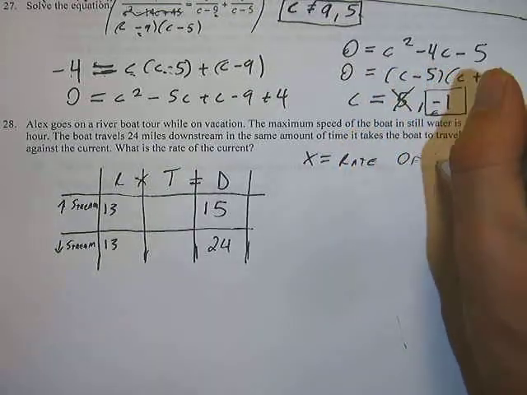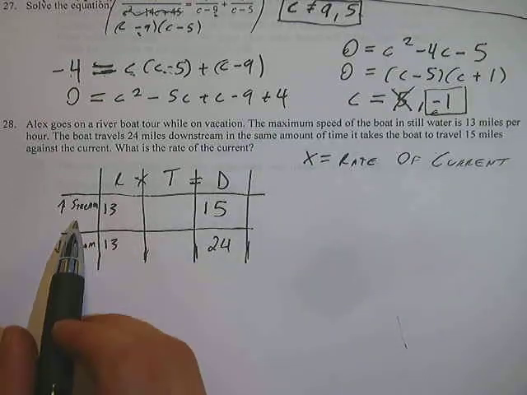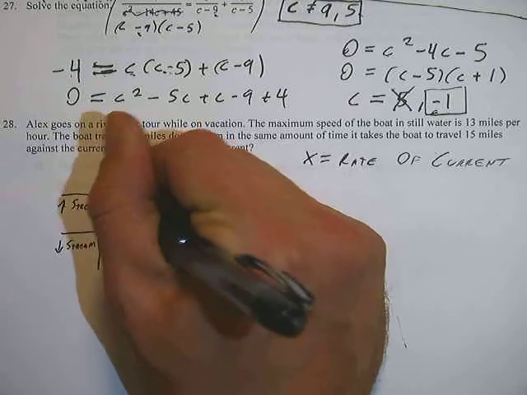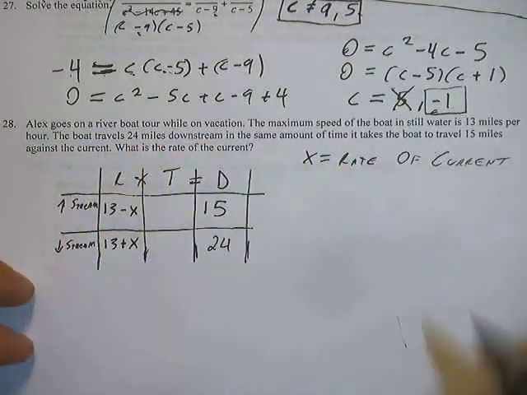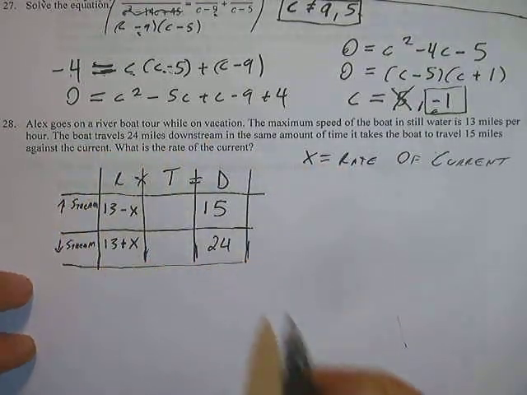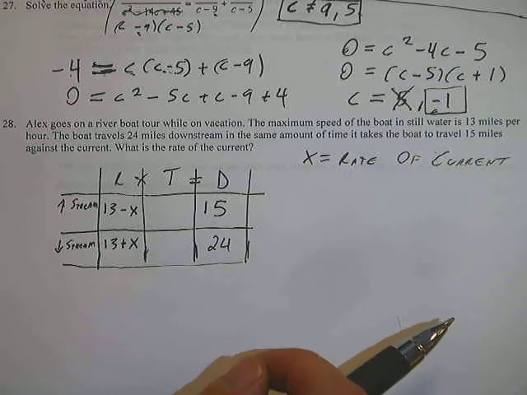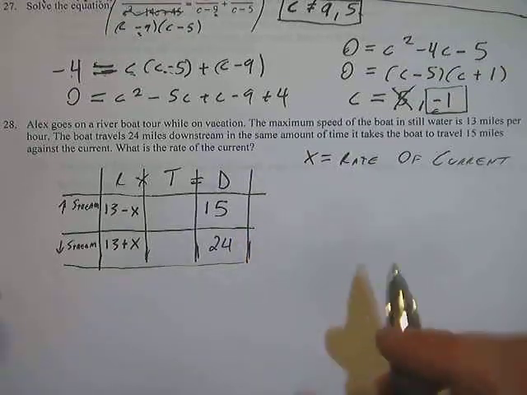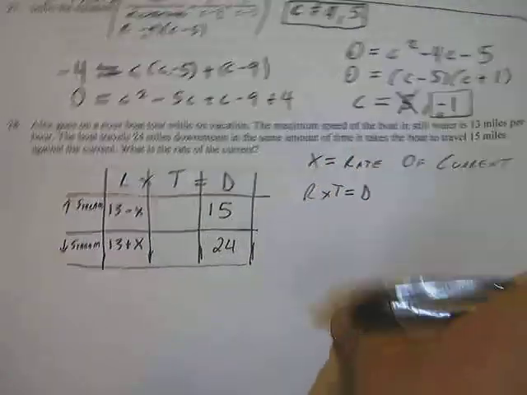Now when it's going upstream, it's having to fight the rate of the current. So let's just say that x is the rate of the current of the water. If that's the case, when we're going upstream, then that 13 is going to be subtracted by x, because it's going to get slowed down by the water. When you're going downstream, we're going to add the x, because the rate of the current is going to increase the speed of the boat.